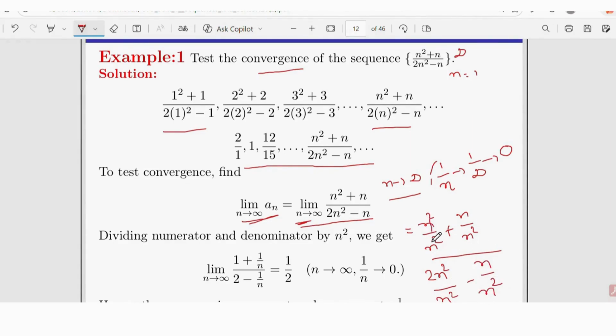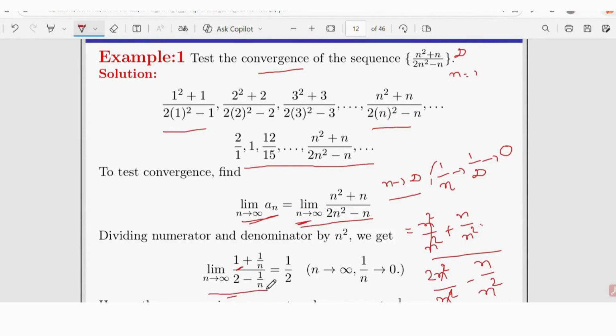Now here n square is cancelled, so we get 1, plus n divided by n square, where one n is cancelled out. So we get 1 upon n. Same way in the denominator, n square is cancelled out, so the answer is 2 minus n upon n square. One n is cancelled out, so we get 1 upon n. So after dividing by n square, we get this form.